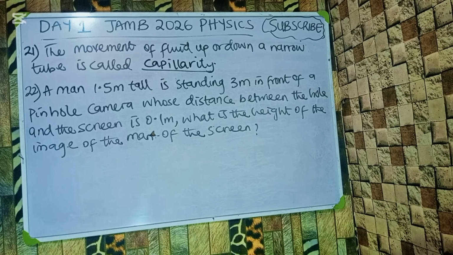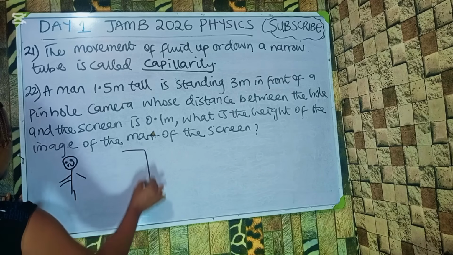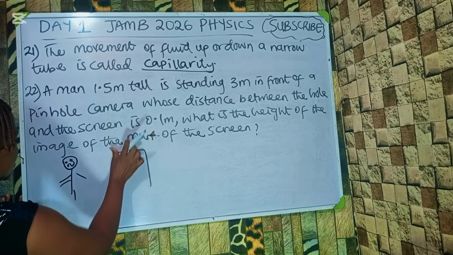Question 22. A man 1.5 meters tall is standing 3 meters in front of a pinhole camera whose distance between the hole and the screen is 0.1 meters. What is the height of the image of the man on the screen? Now we have to analyze this question with a diagram. This is the man, right? This is a pinhole camera. Please don't mind my drawing.